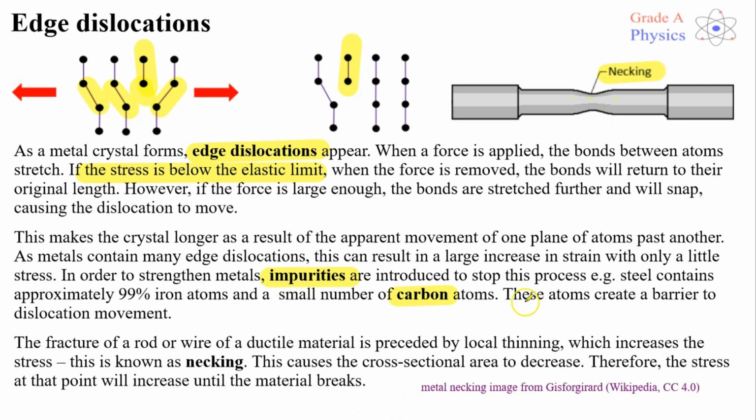And why this happens is because we get an area with some imperfection here, which causes the area to be slightly smaller. And because the area is smaller with the same force acting through, the stress will be greater, and then we end up with the fracture point at that point because of the greater stress.